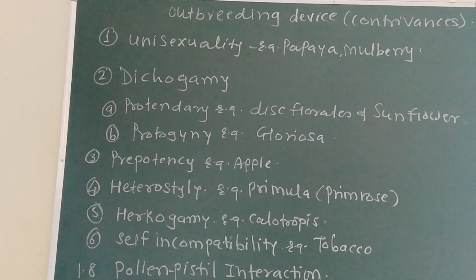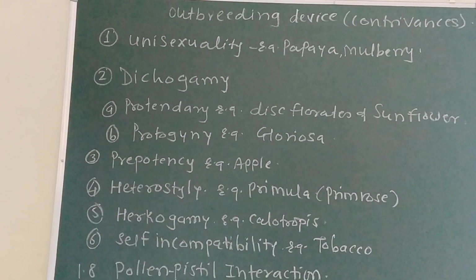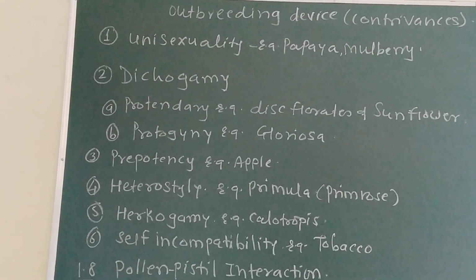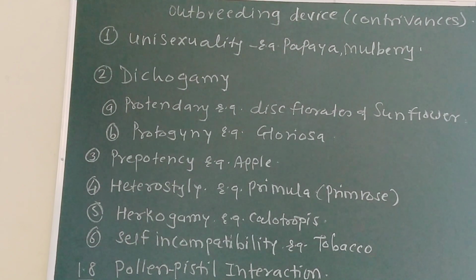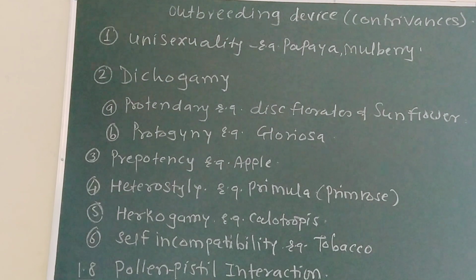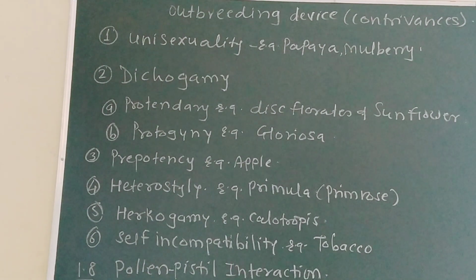Now we will study about the outbreeding devices or contrivances. Many plants have mechanisms that prevent self-pollination and favor cross-pollination. With continuous self-pollination, genetic diversity cannot be changed. Cross-pollination increases genetic diversity. Thus, plants have developed many devices to encourage cross-pollination.